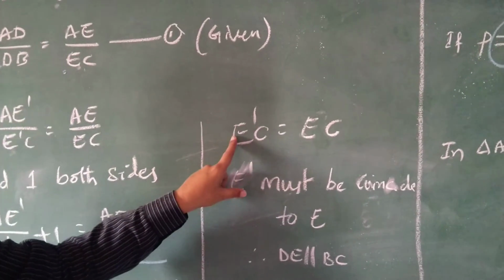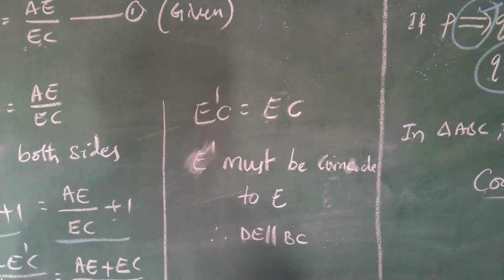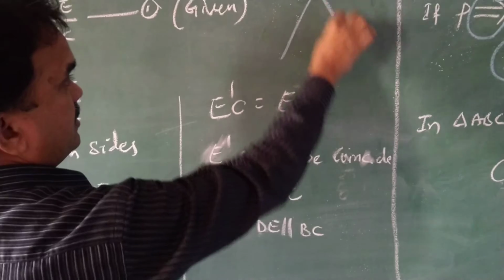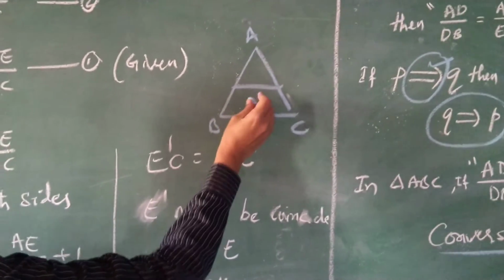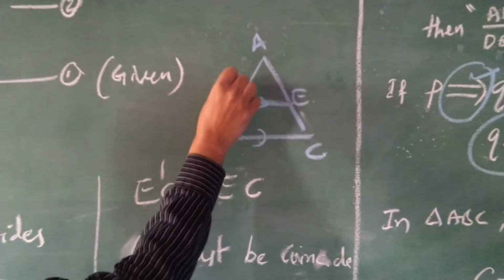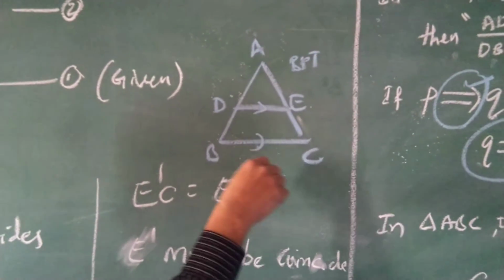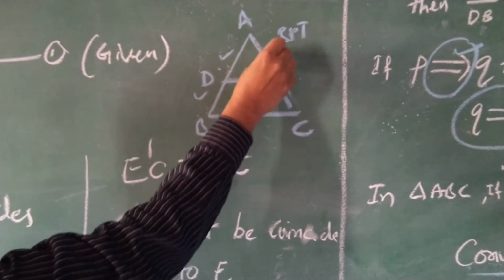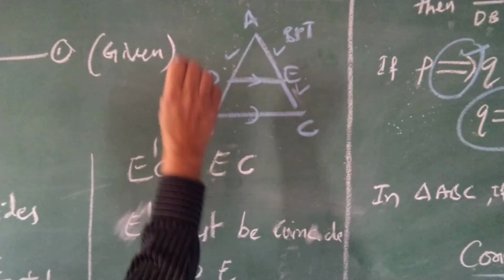So E dash coincides with E, as you see in the figure. Then DE is parallel to BC. In the converse basic proportionality theorem, in triangle ABC, if AD by DB is equal to AE by EC, then DE is parallel to BC. This is the converse BPT.